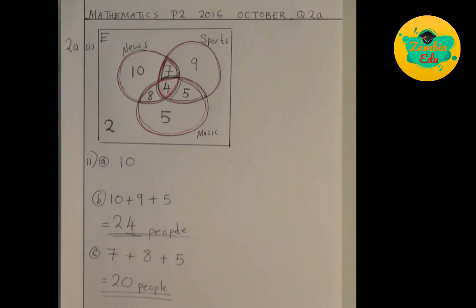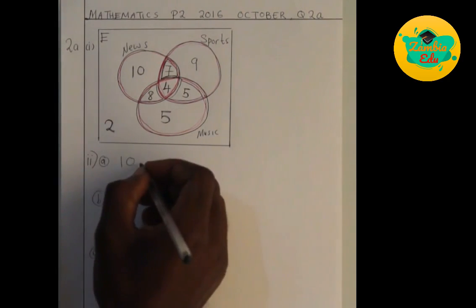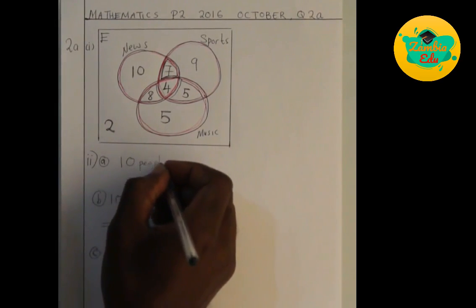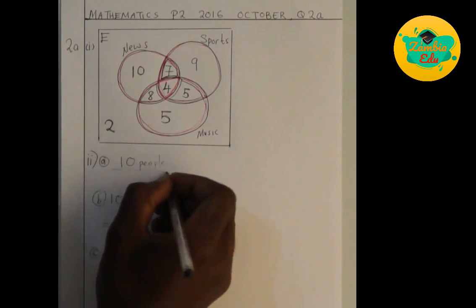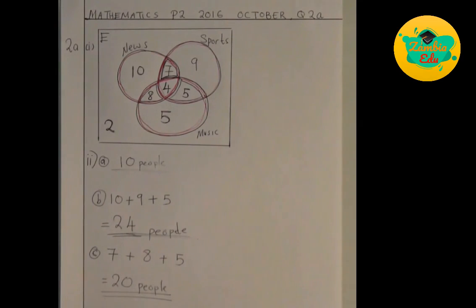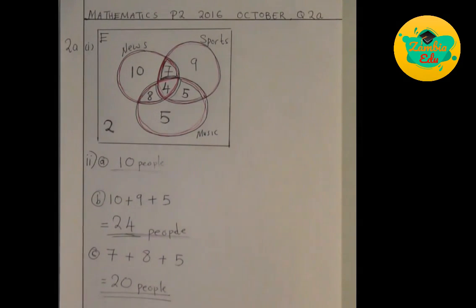1 program only, and on our A there we're supposed to have people also to indicate that only 10 people listened to news only. If you did that in the 2016 paper, give yourself a hand, you get the full marks for the sets question.